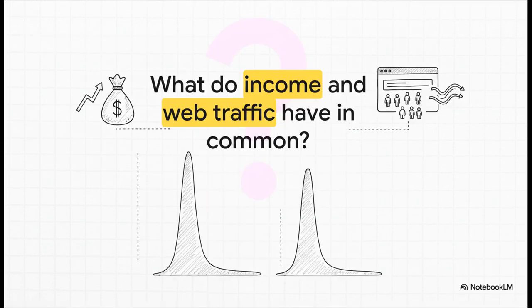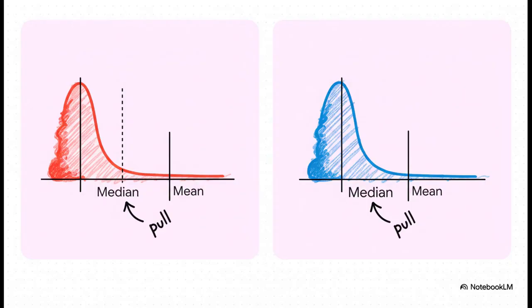Okay, here's a fun one for you. What could the massive salaries of top executives possibly have in common with the number of visitors to a website? I know, it sounds totally random, but they actually share a very specific and very important data personality. The answer is they're both skewed. Specifically, they have what's called a right skew.